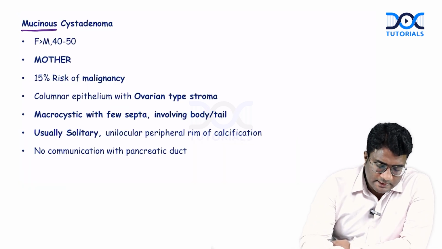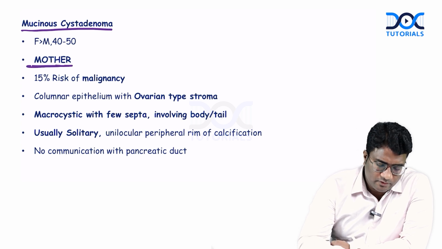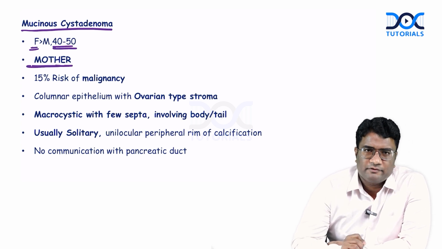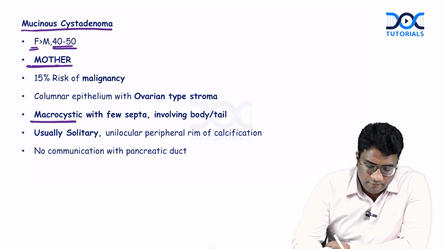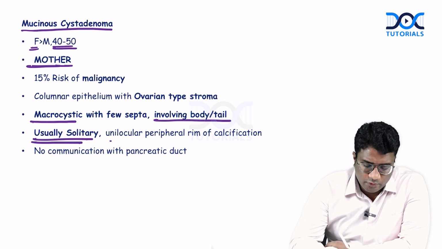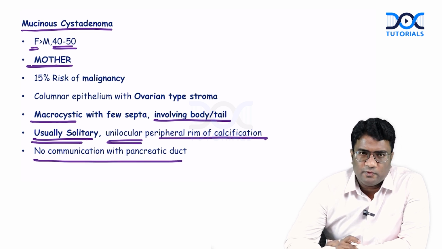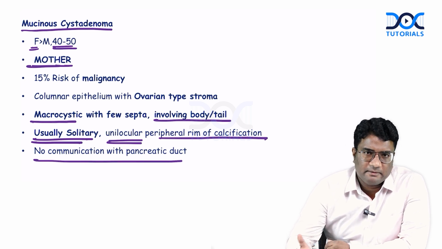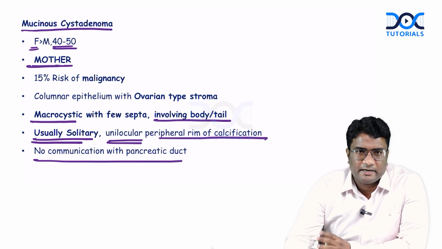Coming to mucinous cystadenoma of the pancreas, this we learned is common in mother age groups, so females around the age of 40 to 50 years. And these mucinous cystadenomas are macrocystic, involving the body and tail, usually solitary in appearance. Unilocular lesion with a peripheral rim of calcification may be seen. And there is no communication with the pancreatic duct. Which communicates with the pancreatic duct? Intraductal papillary mucinous neoplasm. Neither the serous nor the mucinous connect with the pancreatic duct.